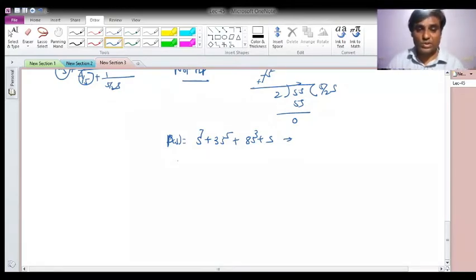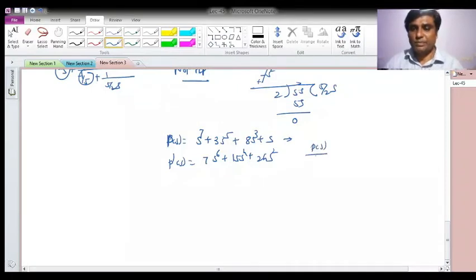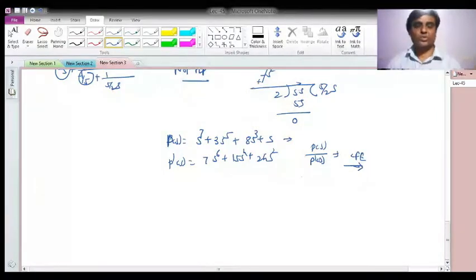So what to do, you just take the prime of it, that is p dash of s, which will be 7s square plus 15s raised to 4 plus 24s square, and this is 0. Then divide p of s by p dash of s, so do the continued fraction expansion, and if the quotients are positive, then you say that this is your Hurwitz polynomial, otherwise not. Okay, so this way you can check the Hurwitz polynomial.